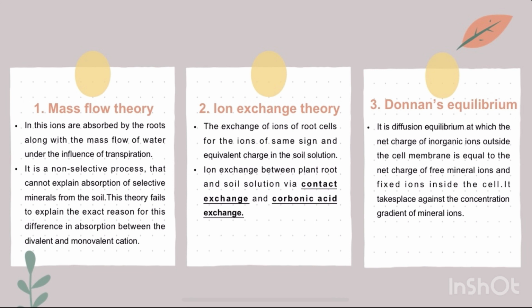Donnan's equilibrium. It is the diffusion equilibrium at which the net charge of inorganic ions outside the cell membrane is equal to the net charge of free mineral ions and the fixed ions inside the cell. It takes place against the concentration gradient of the mineral ions.